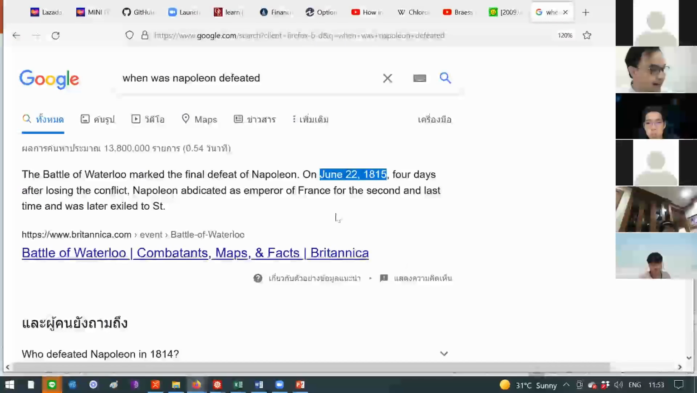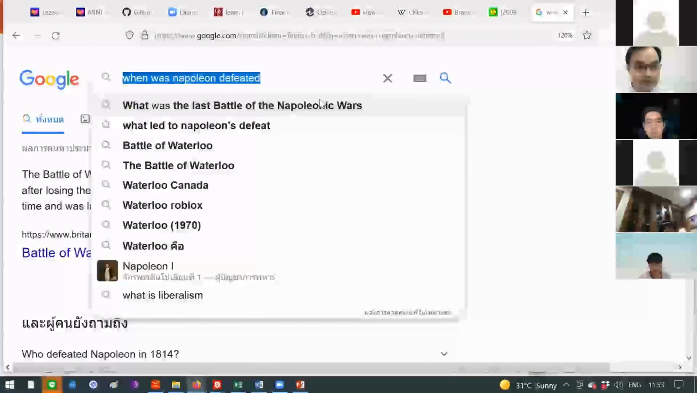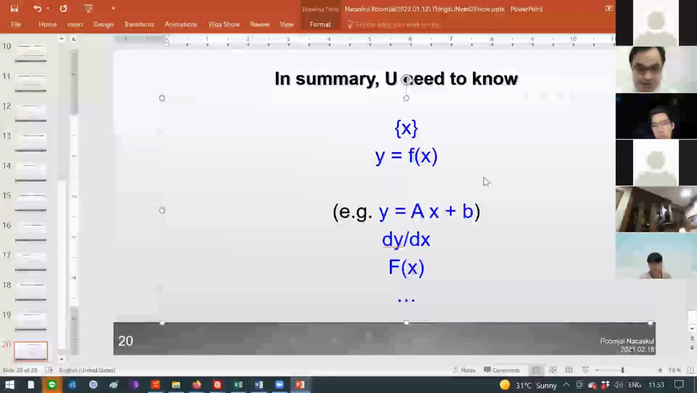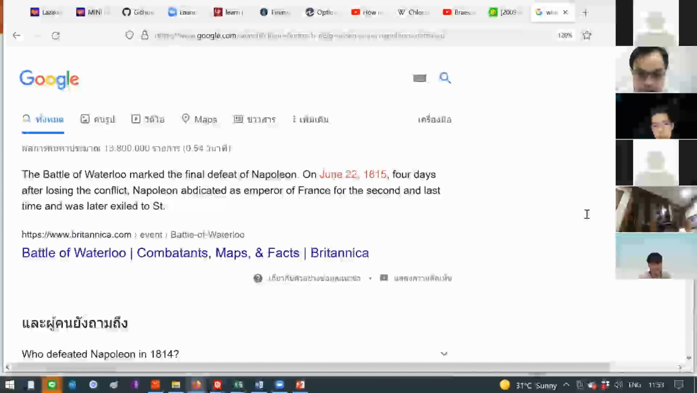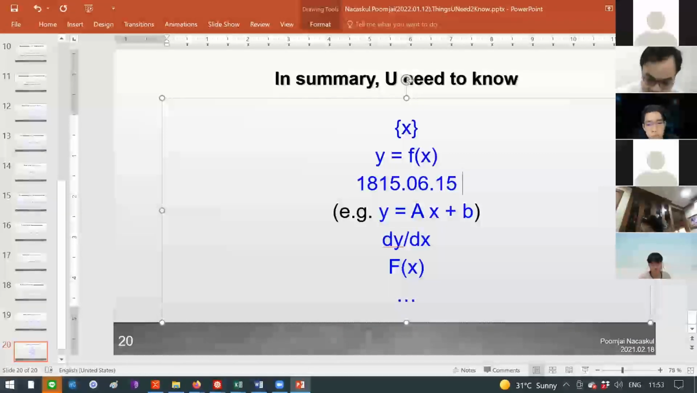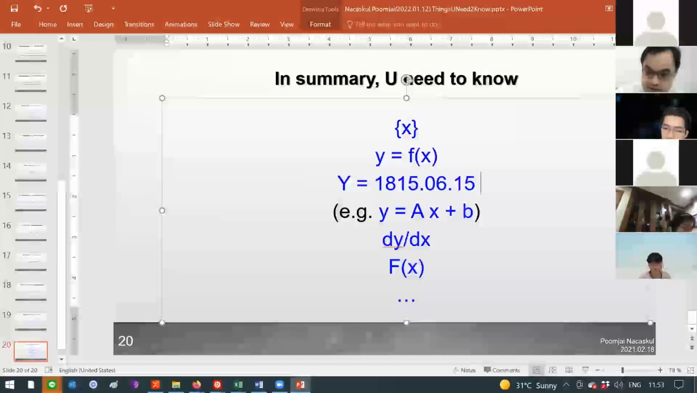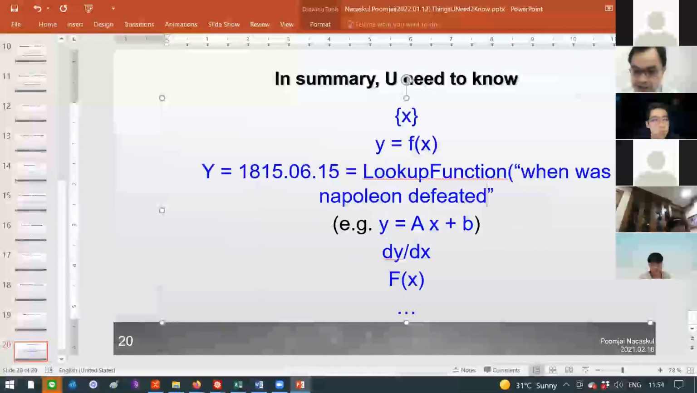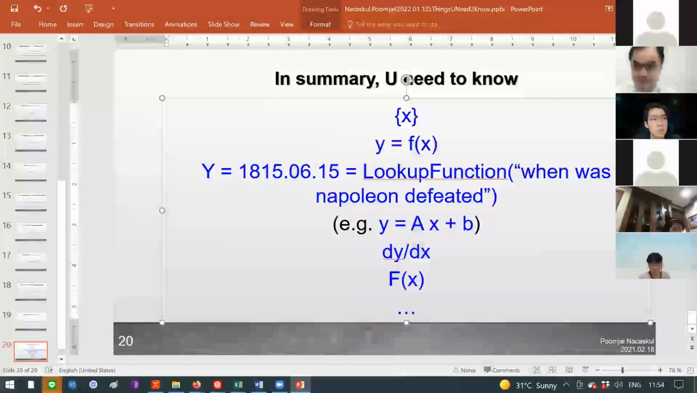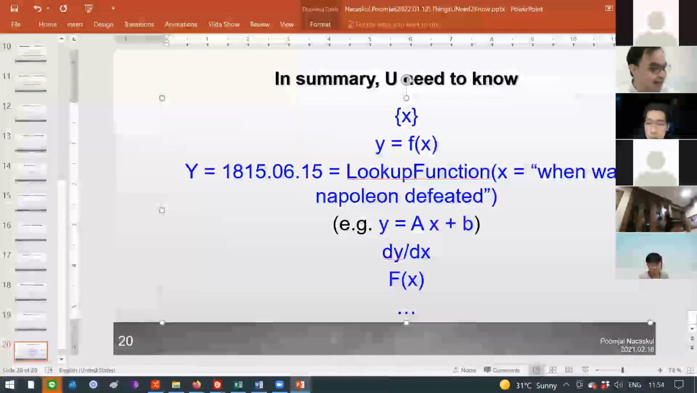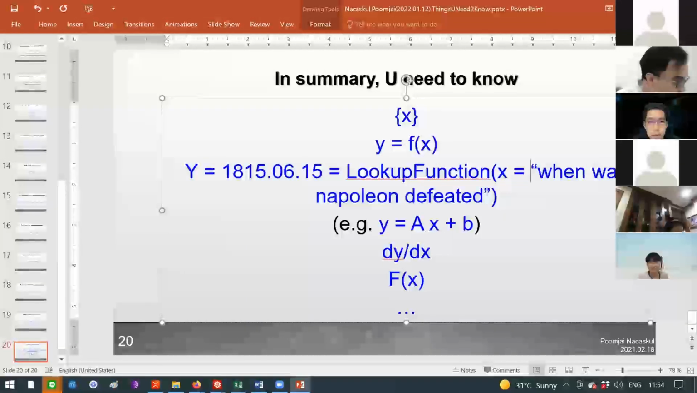Well, how did you get that? Because this is your x. So what you were doing just now is saying, 1815, 06.15 is y. This is your y, right? Y is equal to the lookup function of this text. This is your x. So basically, the function of this formula is the searching tool, right? So yeah, this is x.